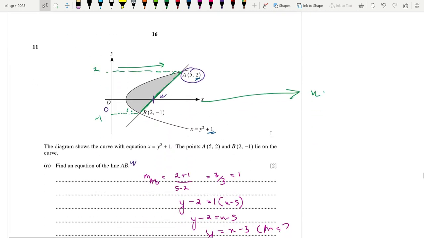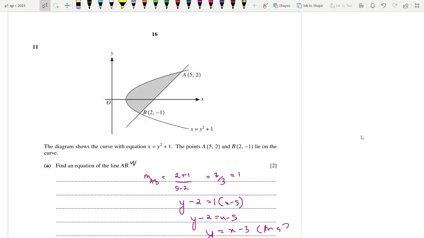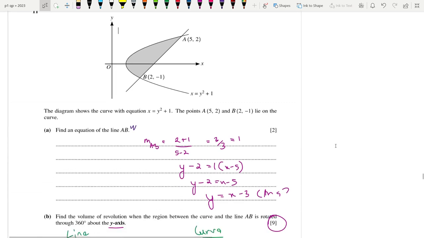Now, the last question of the day. The diagram shows the curve with equation x equals y squared plus 1. The points A (5, 2) and B (2, -1) lie on the curve. Find the equation of the line AB. Pretty straightforward. Just find the gradient, then choose a point. I chose A. y minus 2 is equal to the gradient 1 multiplied by x minus 5. I used y minus y1 equals m times (x minus x1). We get y is equal to x minus 3.